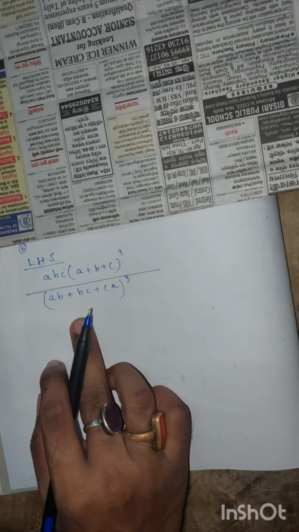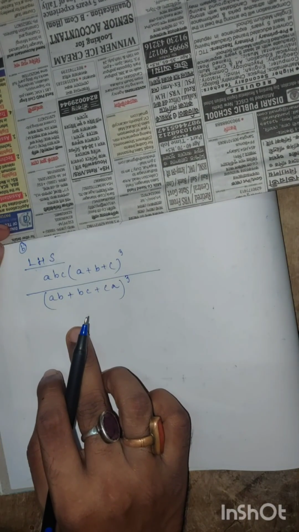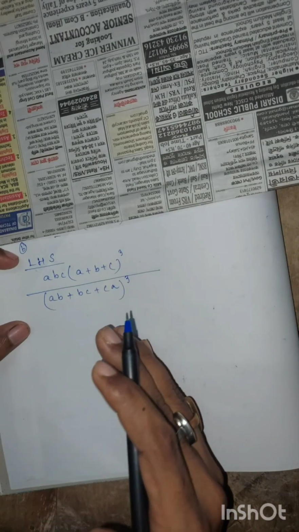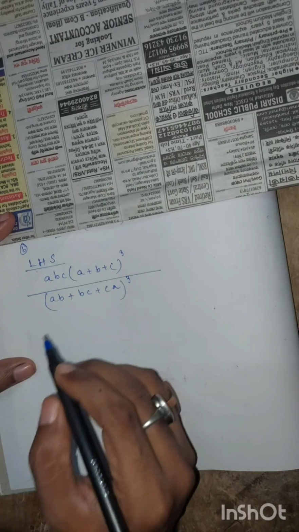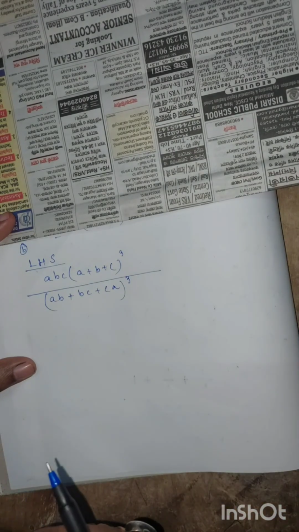So this is part b of question number 1. This is the LHS of part b. We need to show that this part is equal to 1. So let us put ck square in place of a and ck in place of b.